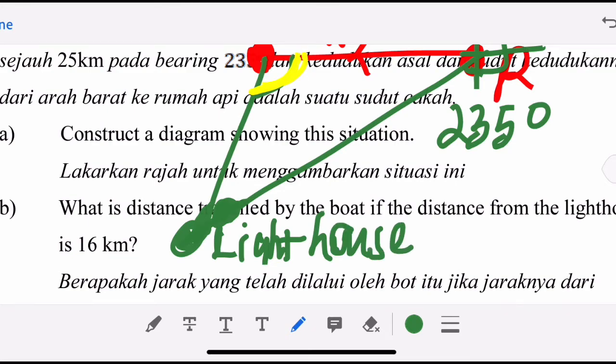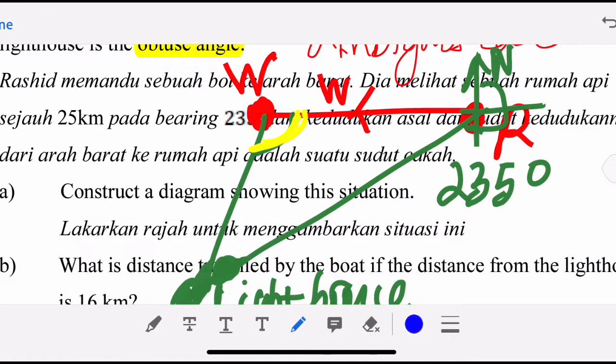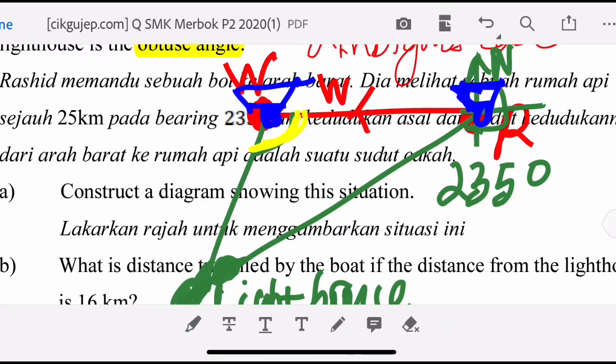Alright, so this is the position for Rashid's boat. Let's imagine that this is the boat. Starting is here, the boat. Okay, starting point, this is at origin. Then the boat reaches here. Okay, and then the position. Have to follow the question, and it must be obtuse.